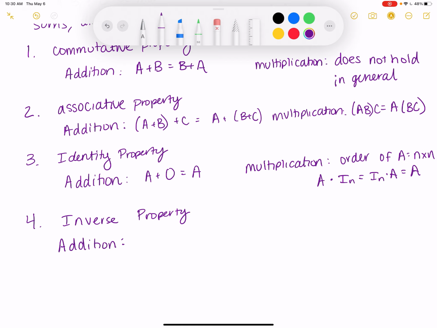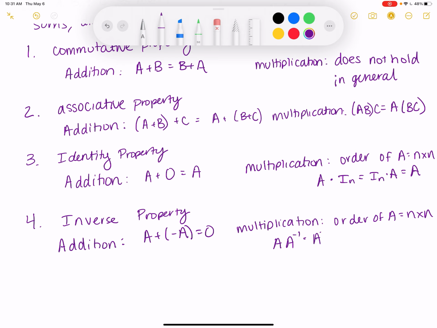Alright, so the inverse property for addition: A plus negative A is equal to 0. For multiplication, the order of A is n by n. So A times A inverse is equal to A inverse times A is equal to In, given that the determinant of A is not equal to 0.